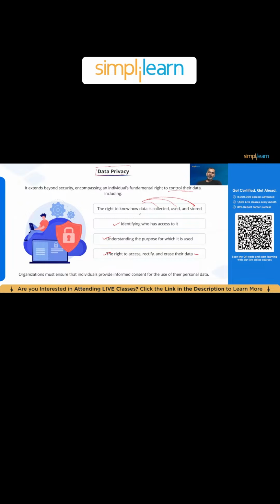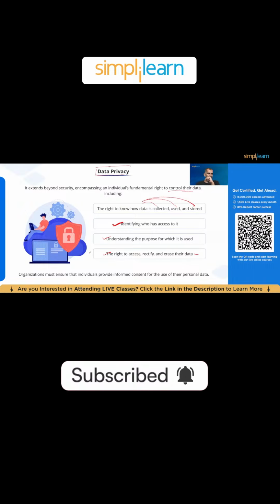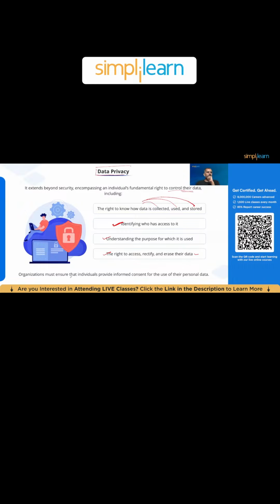Right to know how the data is collected, how it is used, how it is stored. Right to identify who is going to access the data. A right to understand the purpose for which the data is used. And right to access, rectify, erase, and modify their data. An organization needs to ensure that individuals provide informed consent to the use of their personal data. This is something you need to have built in, guys.